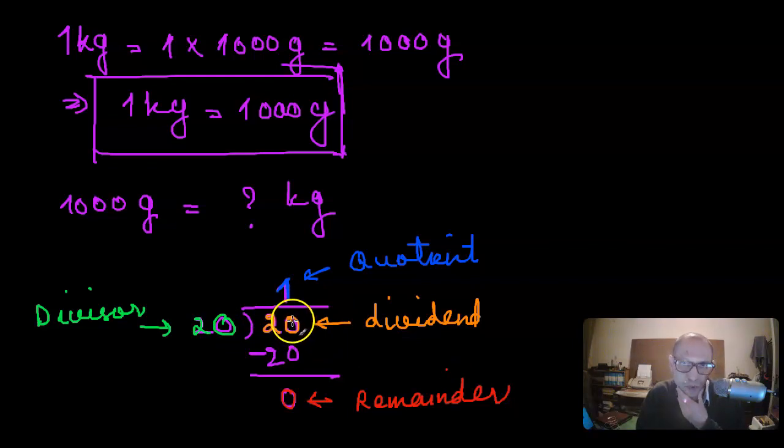You already know about long division. This is long division, and this is a simple division. There is a number that you divide by some other number. The number that you divide is called the dividend, and the dividend is divided by the divisor. The answer is the quotient, and there is always some remainder. Either the remainder is zero or some amount.